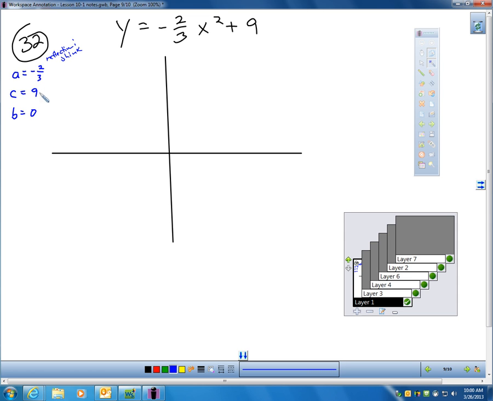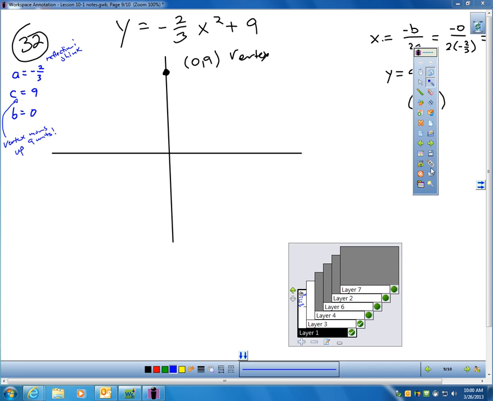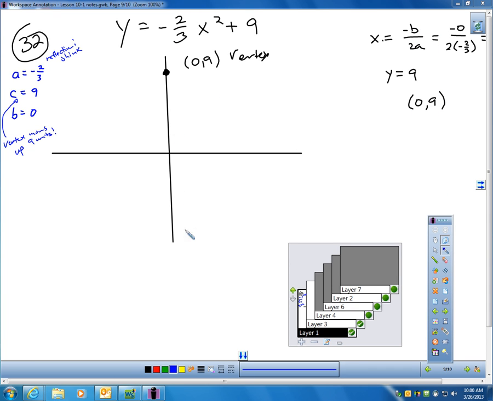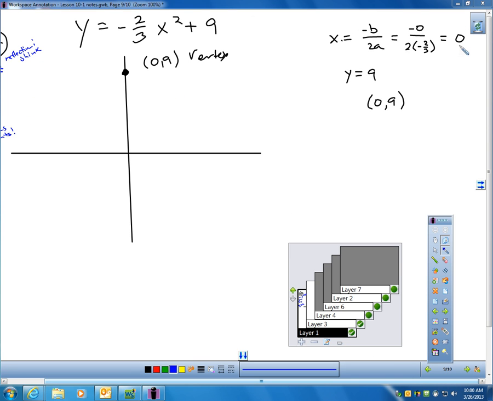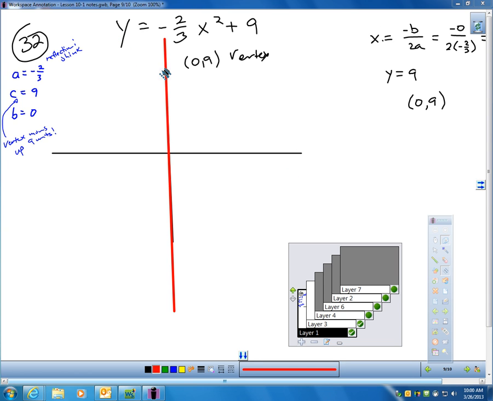And then C is telling us if C is 9, that means the vertex moves up 9 units. So it was translated 9 units up. B is 0, and if B is 0, remember, that tells me that my axis of symmetry is right here on the y-axis, because whenever B is 0, when I use that little formula, it's going to automatically give me 0 for a response. So let me quickly label my axis of symmetry right there. And there's my vertex at (0, 9). I told you the vertex shifted 9 units up.